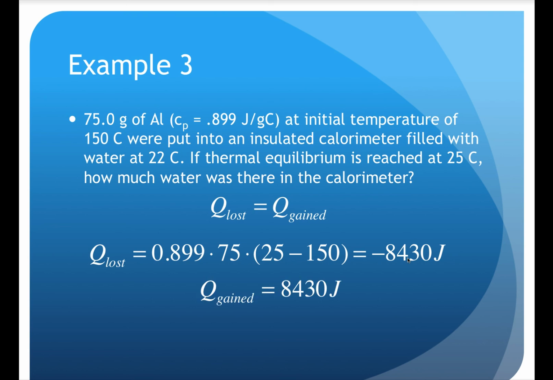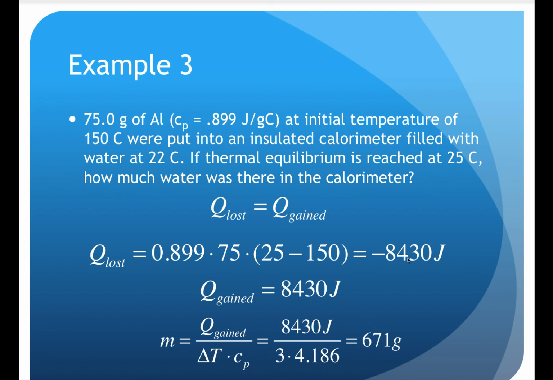And then how do we figure out the mass of water? We know Cp for water is 4186. We know that the change in temperature was 3 degrees because we went from 22 to 25, so 25 minus 22 is 3. And so we're using Q equals Cp m delta T. To find m, we do Q over Cp and delta T. And that gives us 671 grams of water was in that calorimeter, which was a huge calorimeter when you think about it. But then 75 grams of aluminum is nothing to sneeze at either. Well, that's it.